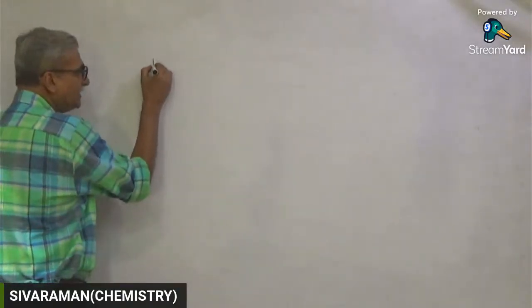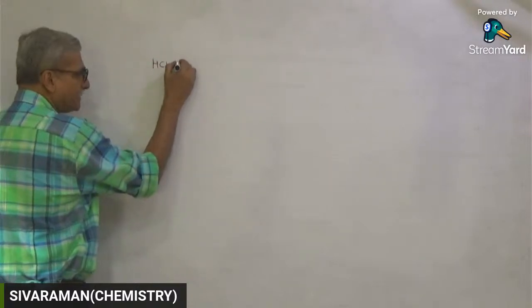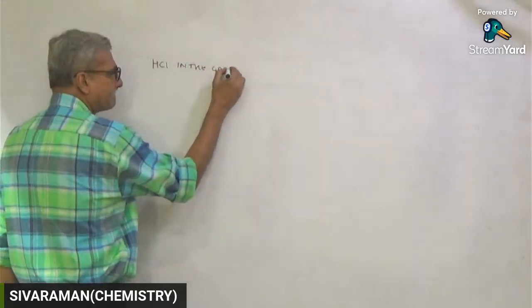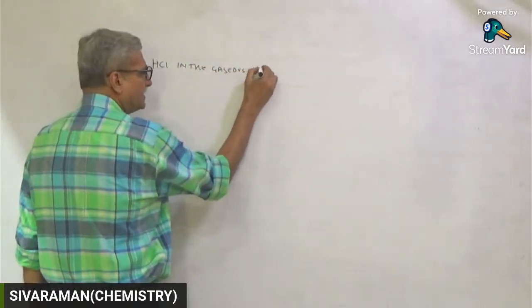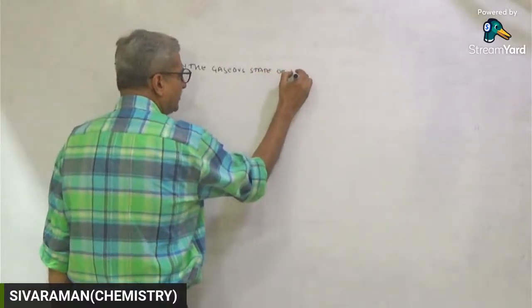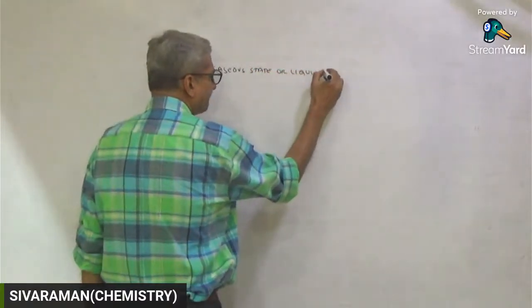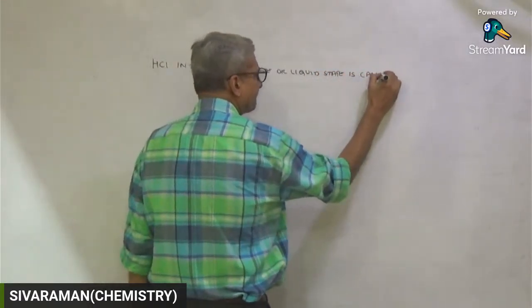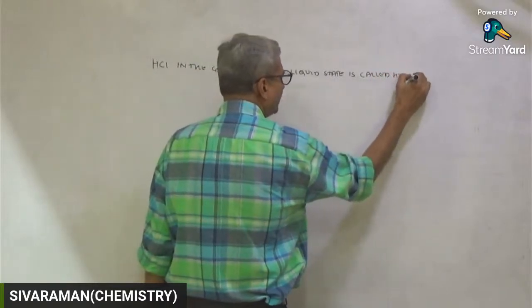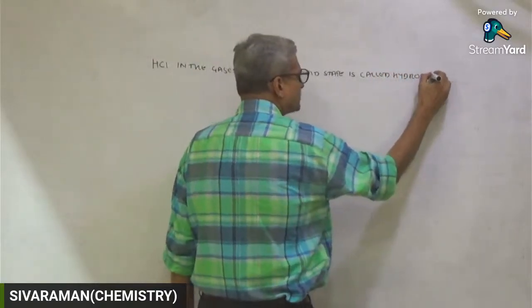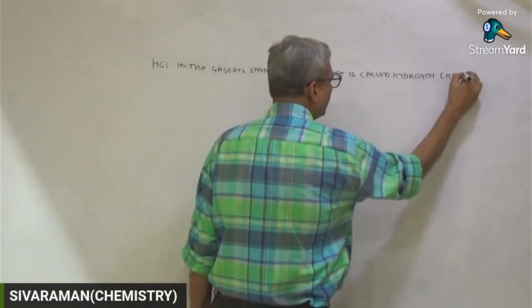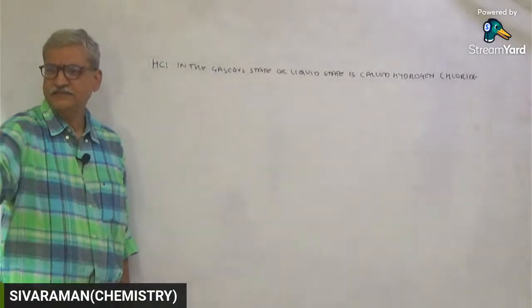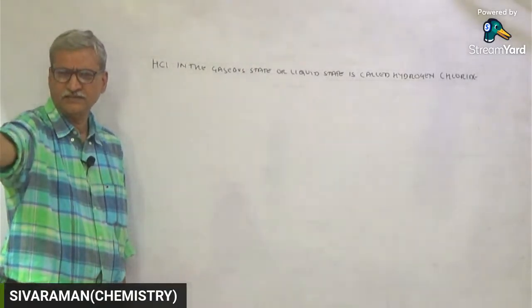HCl in the gaseous state or liquid state is called hydrogen chloride.